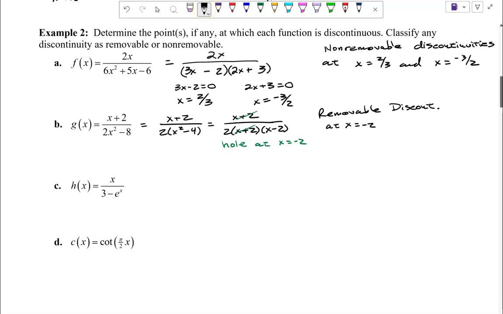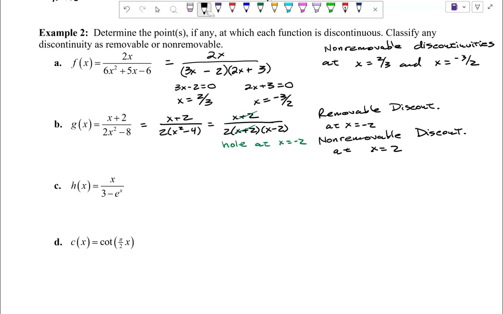On the other hand, when we don't get cancellation, that's where we have a vertical asymptote. So we have an infinite discontinuity. In this case, we're just going to say it's a non-removable discontinuity at x equals 2.